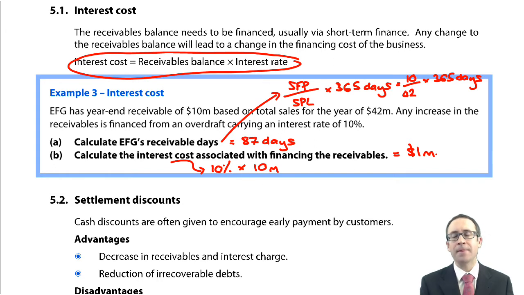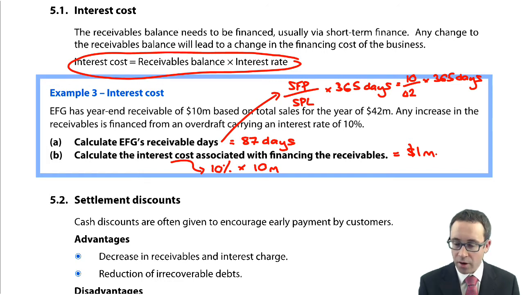Now, if we can reduce the level of receivables, which we could by offering prompt payment discounts, whether that's 1%, 2%, 3%, we will reduce the receivables balance. And by reducing the receivables balance, we therefore reduce the interest cost. So we need to look at what the effective interest is if we offer the discount.